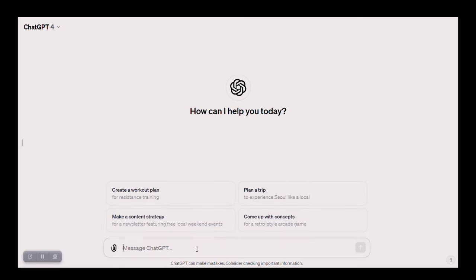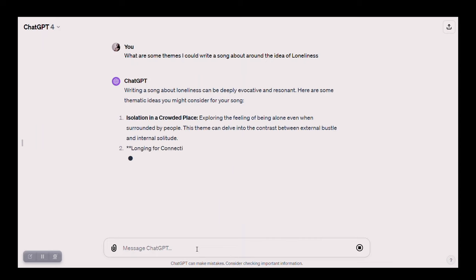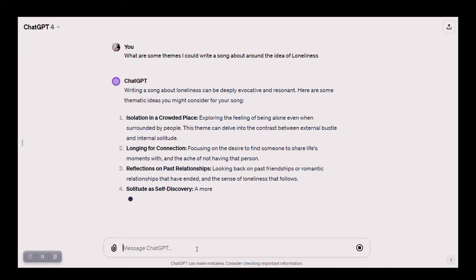Okay, so now we're inside ChatGPT, so I'm going to ask it for some ideas on, let's talk about loneliness. What are some themes I could write a song about around the idea of loneliness? Let's just see what it comes up with. Writing a song about loneliness can be deeply evocative and resonant. Here are some ideas. Okay, so let's see what it says.